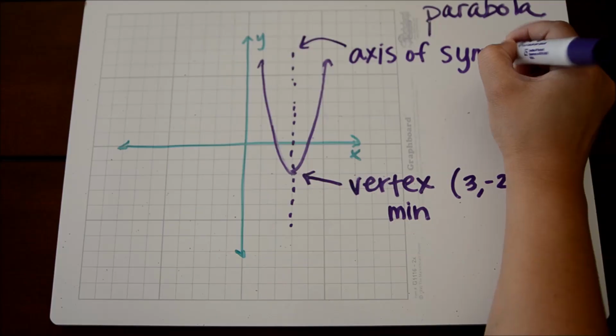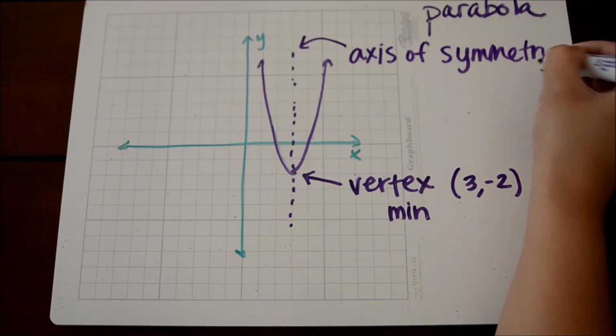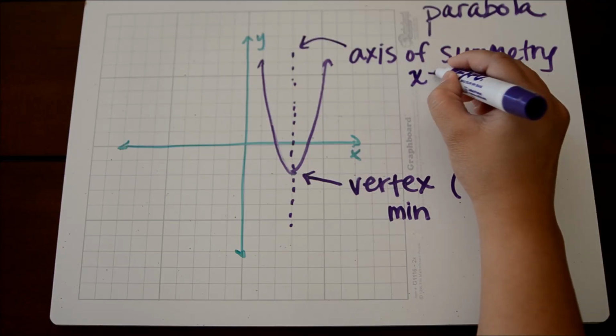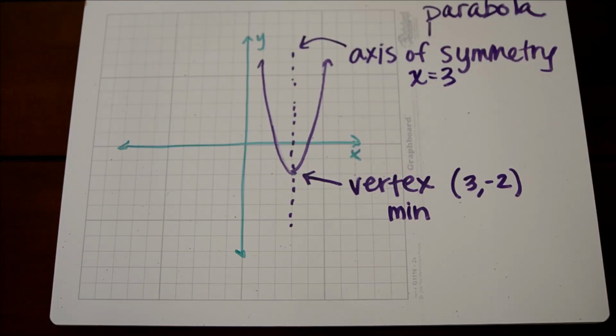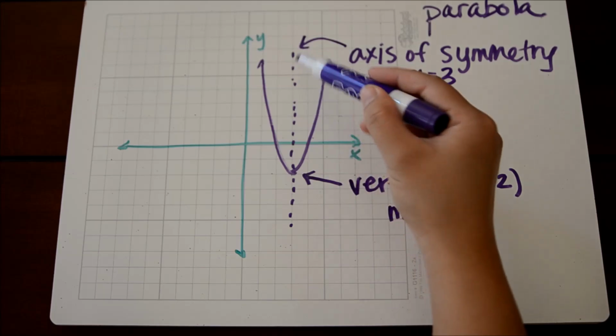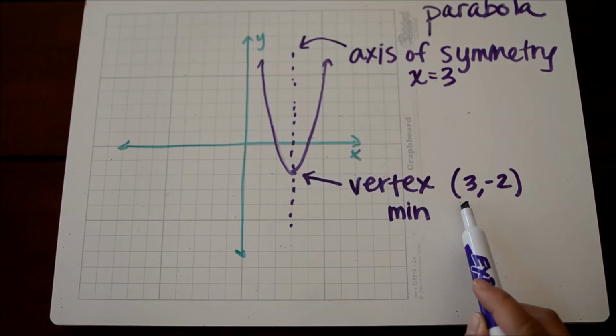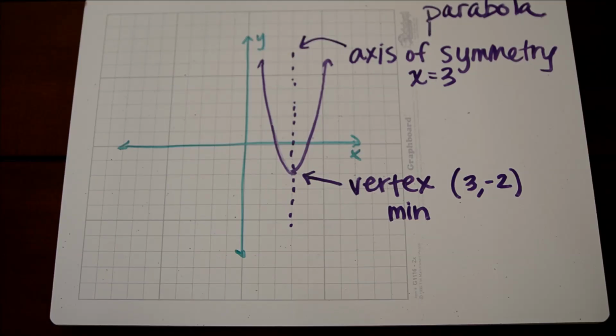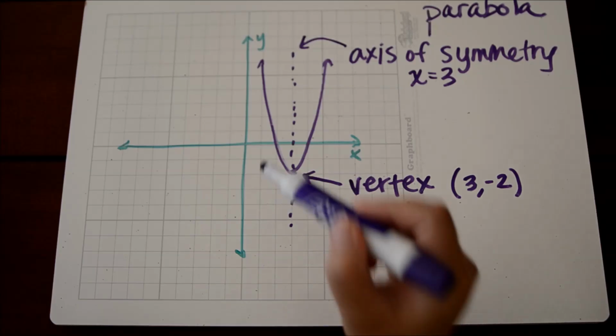The axis of symmetry is not a point, however, it's a line, so we write it like an equation of a line. So this one happens to be x = 3 because it describes that line that cuts through the middle of your parabola. And you'll notice that it always cuts through the vertex, that's why it has that same number there, that 3.